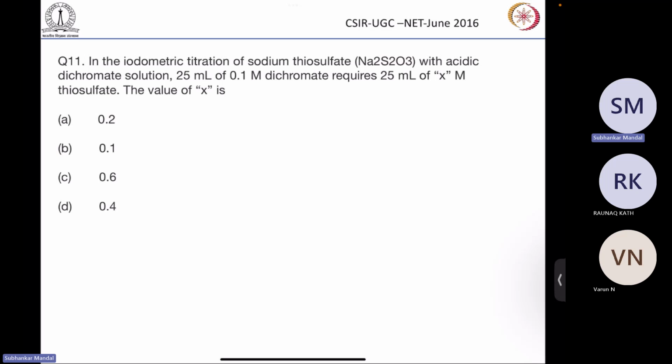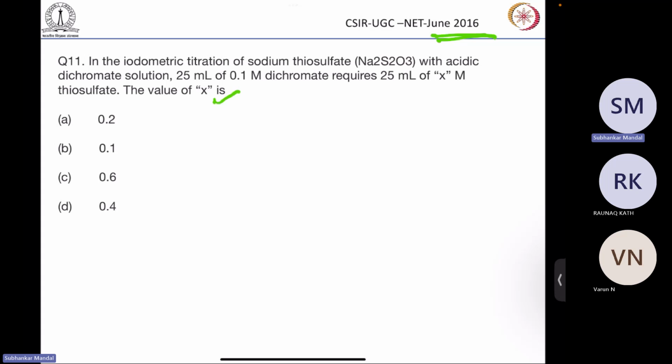Okay, so this came in CSIR NET June 2016. The question is: in the iodometric titration of sodium thiosulfate solution, Na2S2O3, with acidic dichromate solution, 25 ml of 0.1 molar dichromate requires 25 ml of X molar thiosulfate. What is the value of X? This is a numerical question, quite easy, because of whatever we have learned in class about iodometric titration and how we can calculate from there.